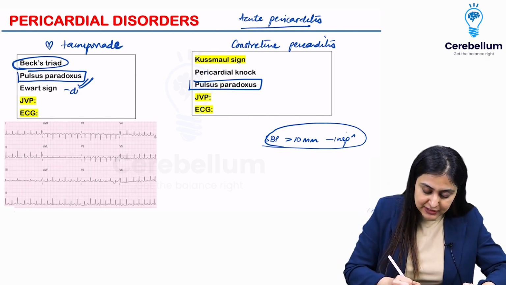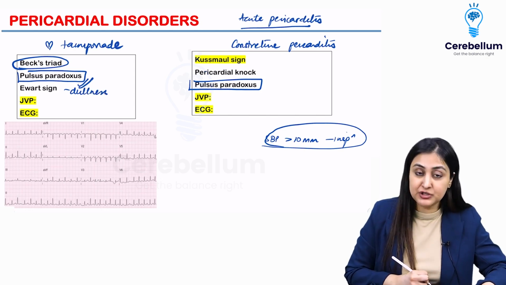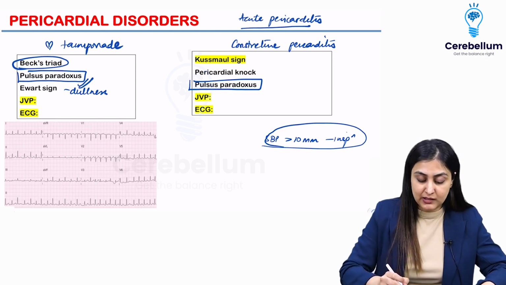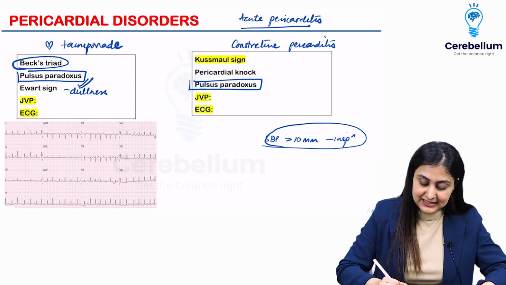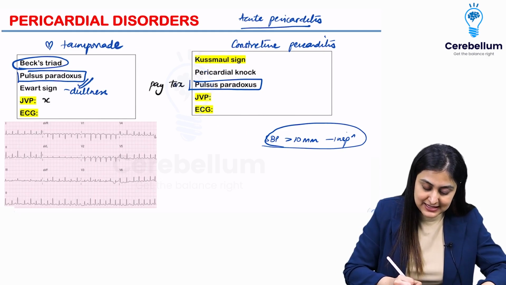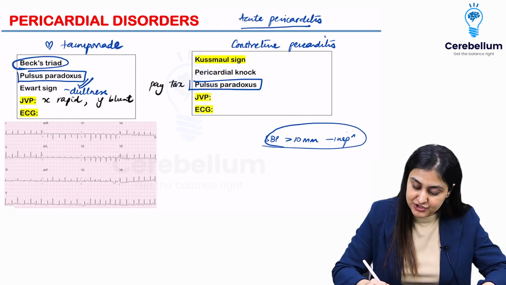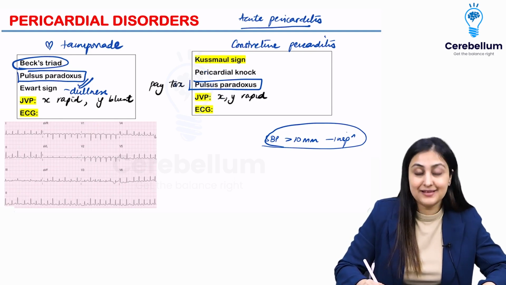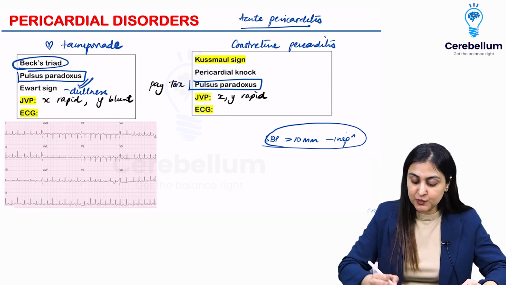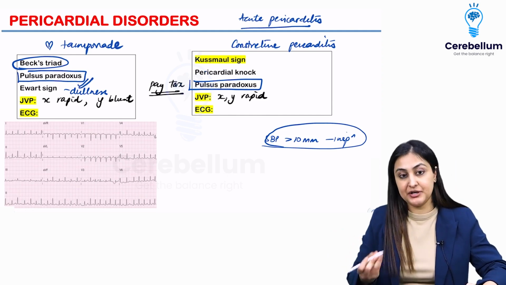Ewart sign is a sign of dullness in the interscapular region that can be seen in tamponade. What does JVP show? Come on, now you are going to memorize this and tell me. Do you remember PAY TAX? In tamponade, the X descent is rapid, whereas the Y descent is blunted. On the other hand, in constrictive pericarditis, both X and Y descent are rapid. So this is what you want to remember: whatever is in PAY TAX is rapid.